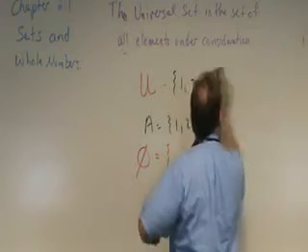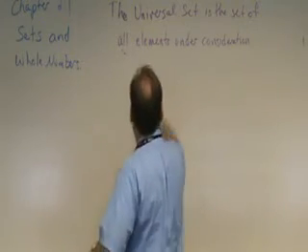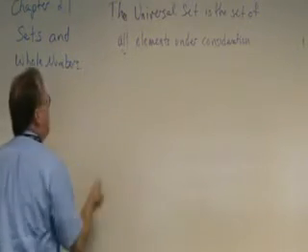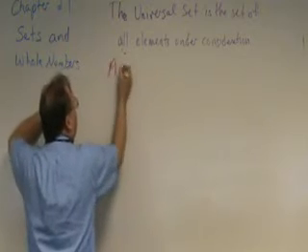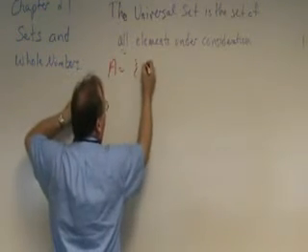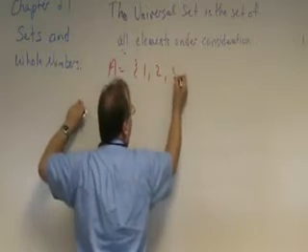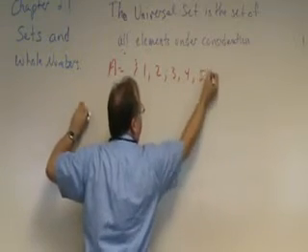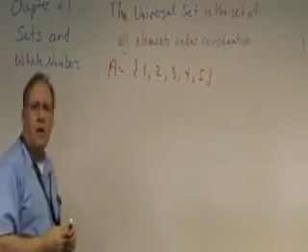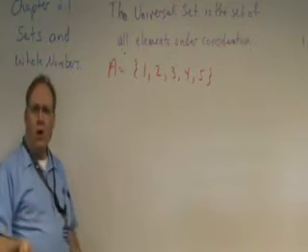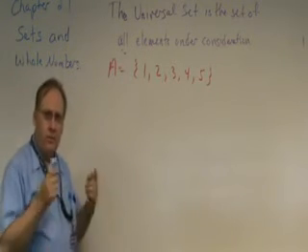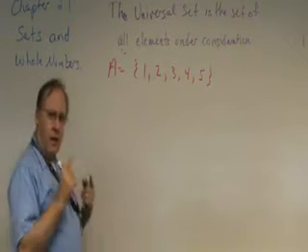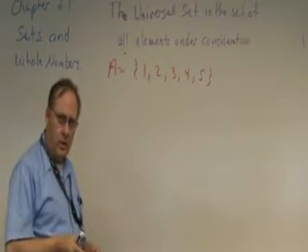And in doing this, let's start with a set A. Let's talk about set A as being 1, 2, 3, 4, and 5. Now we're going to create all the subsets from set A. And here's how we're going to do it.